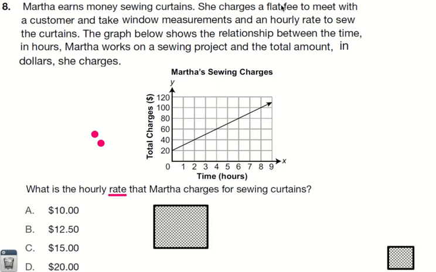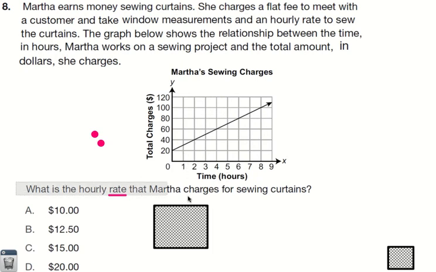So she gets this flat fee just because, and then after her flat fee, she starts charging by the hour. So where would you find her flat fee on the graph? Well, guess what? You'd find it right here. Even if she spends 0 hours working on a project, looks like she's going to get $20. So right here, the y-intercept of this graph is her flat fee.